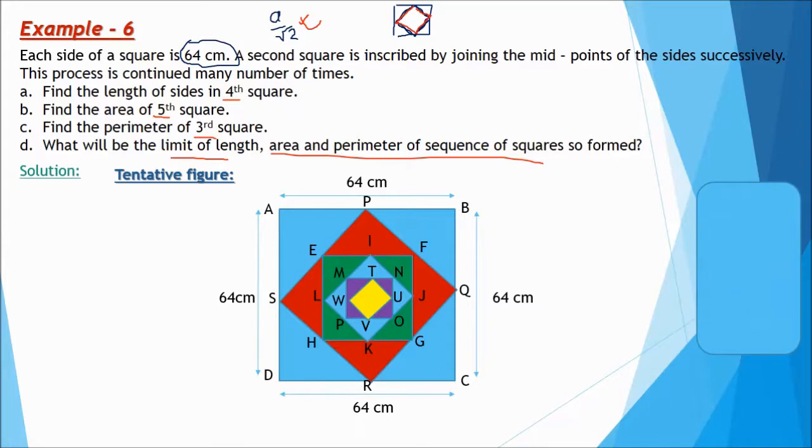And now let's see a summary of these squares. The first square we have drawn is ABCD, second is PQRS, third is EFGH, fourth is IJKL, fifth is MNOP, and sixth is TUVW. We have drawn six figures because the question is asked up to the fifth square, where we have to do the calculation up to 5. It's necessary, but we have 6 squares. Let's see the calculation table.